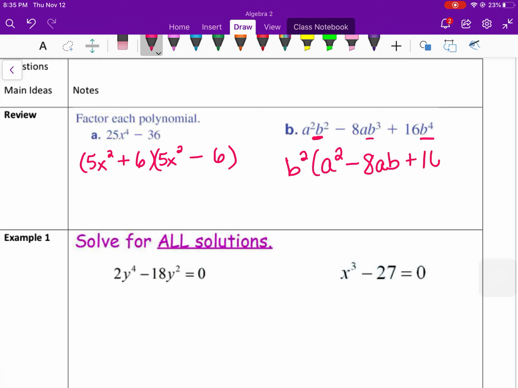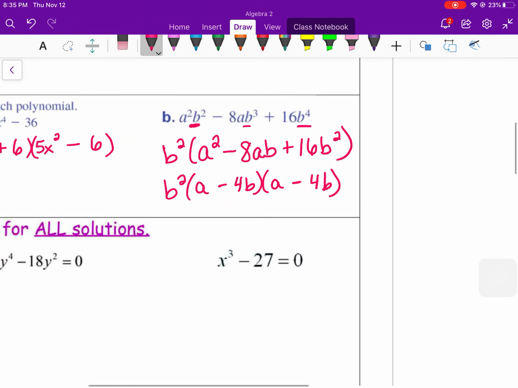8ab plus 16b squared. Now it's a perfect square trinomial, so b squared, then you get a squared by a times a, and 16b squared is 4b times 4b, and since it adds up to negative 8 in the middle, you need both of these to be negative.